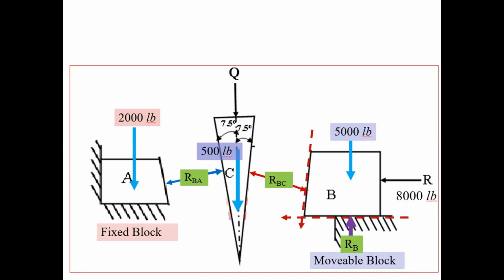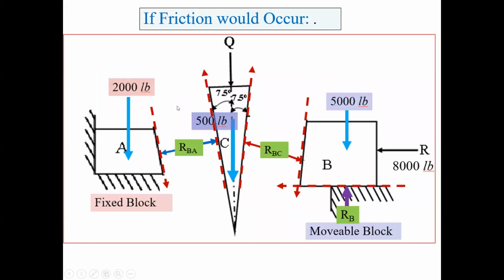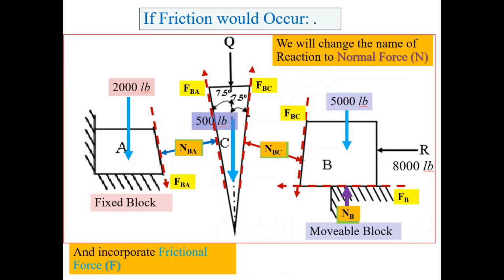Now what happened? If friction occurs, a new force called friction comes, which works along the plane of the surface, opposite to the direction of tendency of move, shown by the red arrow. Now, we'll change the name of the reaction to normal force. As you can see, it is changed. And we incorporate the frictional force.